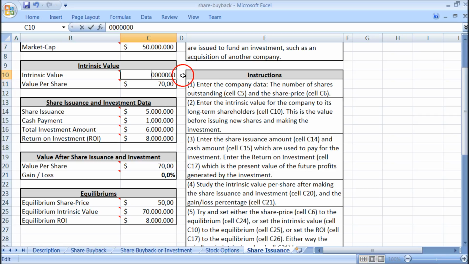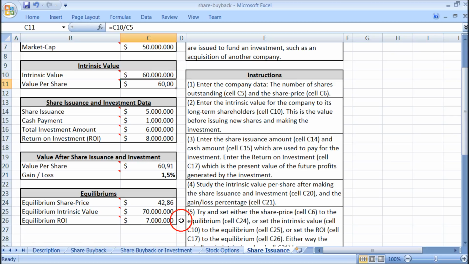Once again, if the intrinsic value becomes higher than the equilibrium, then it destroys value to long-term shareholders to make this share issuance. For example, if the intrinsic value is really $80 million, then there's a loss of 1.1% if we make the share issuance and investment. Let's set it back to $60 million.